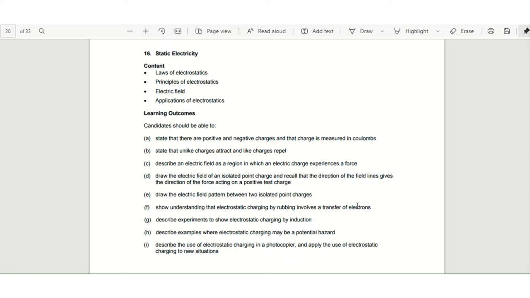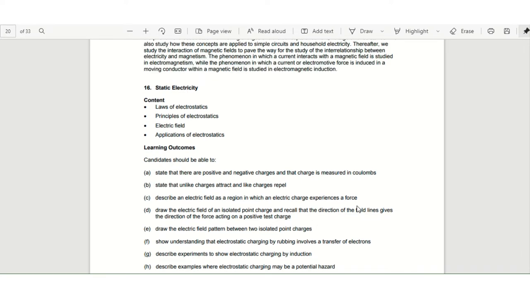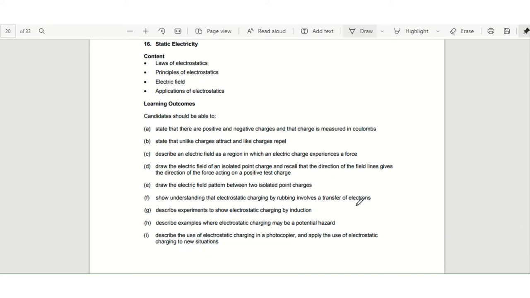For example, when you rub two objects together, one may become negatively charged and the other may become positively charged. Say I have a cloth and a rod. If I use the cloth to rub on the rod, eventually the cloth becomes positively charged and the rod becomes negatively charged. Before I go on, I should first say that the cloth is initially neutral and the rod, a plastic rod for instance, is also initially neutral.